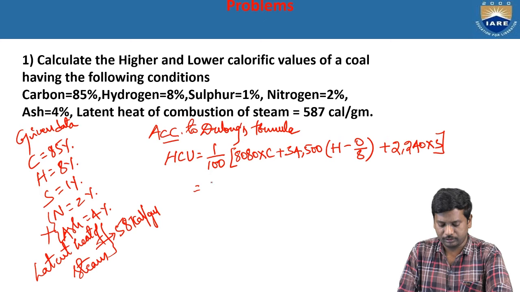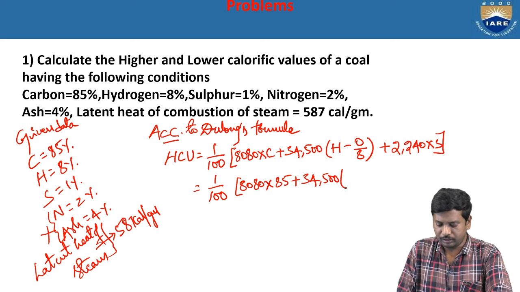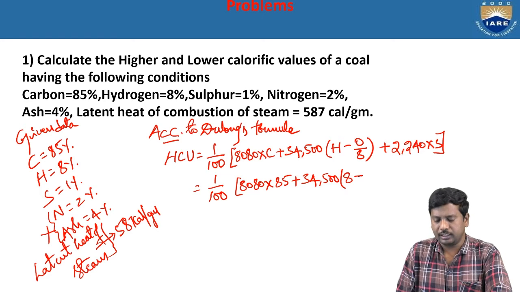Now we substitute the values. 1 by 100 into 880 into, what is the percentage of carbon? 85%. Plus 34,500 into, what is the value of hydrogen? 8. And there is no value for oxygen, that's why it is substituted as 0 by 8. Plus 2,240 into, what is the value of sulfur? 1%.